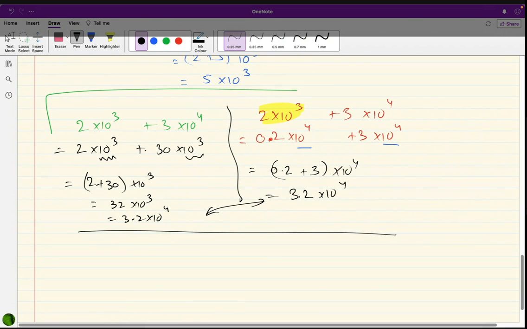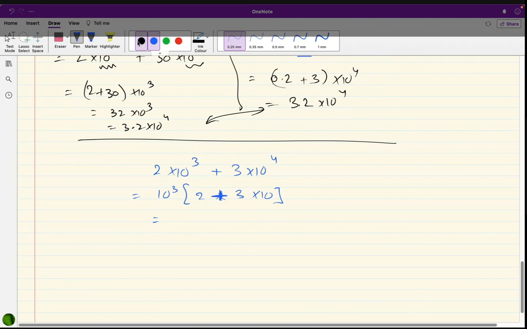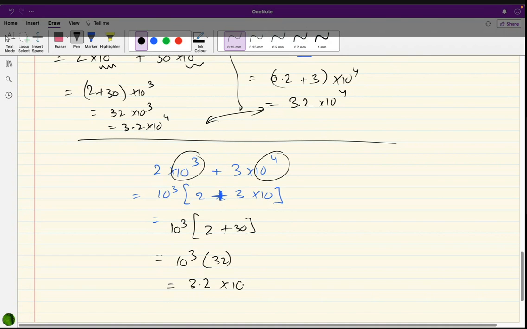Another way, everything is allowed, whatever makes you comfortable. 2 into 10 raised to the power 3 plus 3 into 10 raised to the power 4. Now if I just take out the maximum power as common, which is 10 raised to the power 3, may I write it like this? Sorry, that was a positive sign. Any issue if I write it like this? I took out 10 raised to the power 3 from both of these. Now inside the bracket, I'm left with 2 plus 30. So that's 10 raised to the power 3 into 32, which would be 3.2 into 10 raised to the power 4.